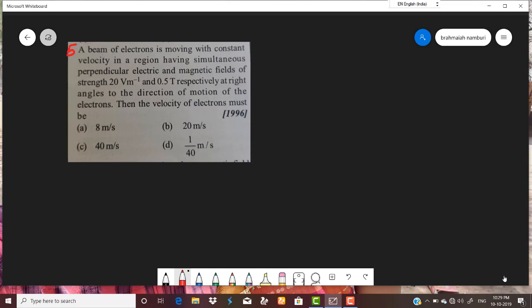So here the electrons are moving with constant velocity without any deflection.